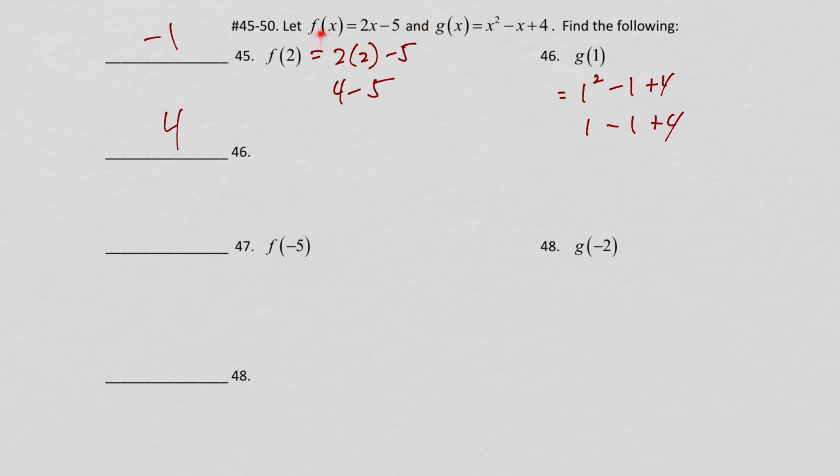F of negative 5, this is the f function. We're putting in negative 5 for x. So this is 2 times negative 5 minus 5. This is negative 15.